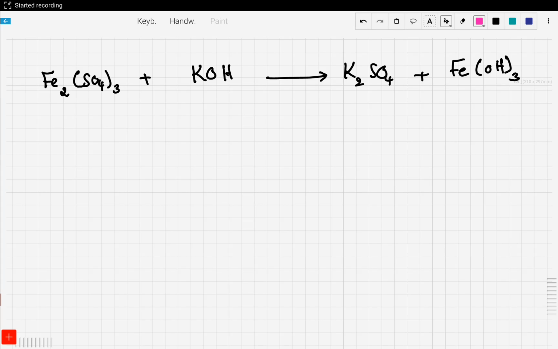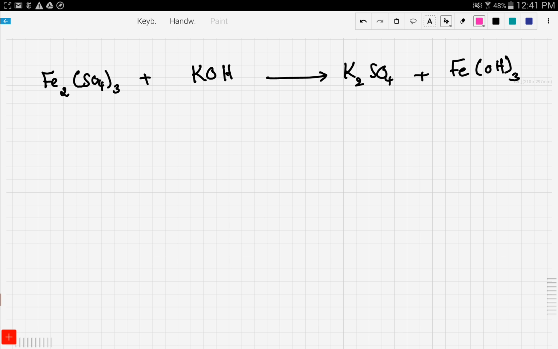So as I mentioned in the last video about balancing chemical equations, we're going to be solving together a more complicated example to test if you know the concept really well or not. So let's get started with our equation. Now here we have a reaction that involves iron sulfate reacting with potassium hydroxide to give potassium sulfate plus iron hydroxide.